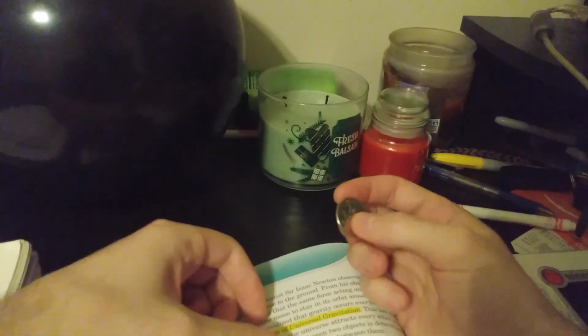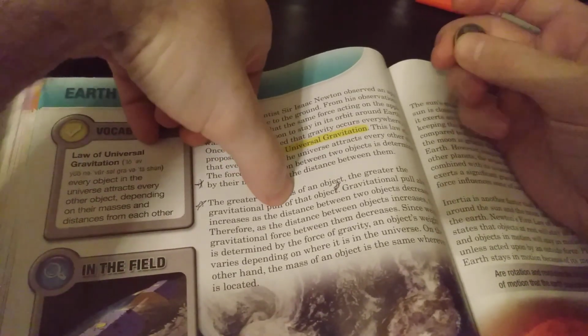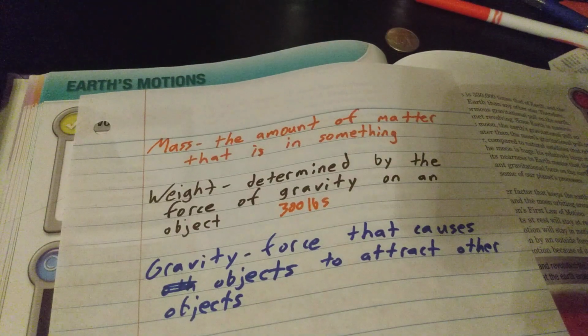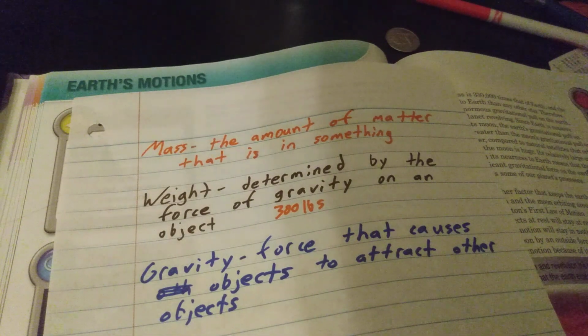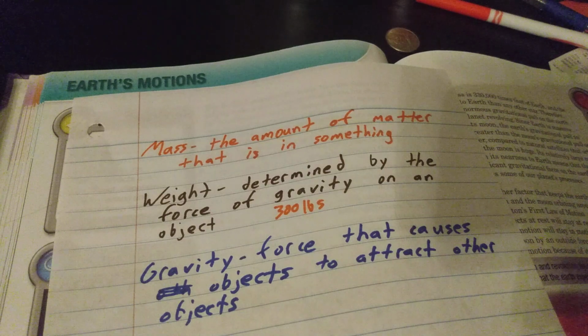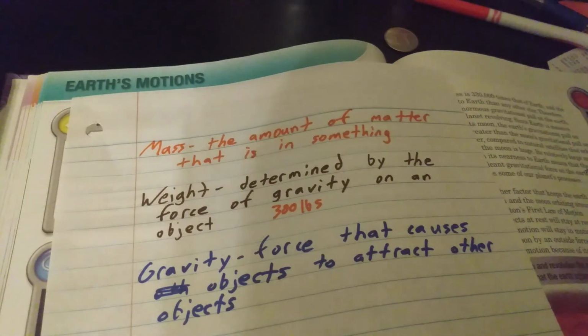So again, back to this sentence. The greater the mass of an object, the greater the gravitational pull of that object. And this kind of goes into this word, weight. Definition of weight is determined by the force of gravity on an object. So kind of think about your weight. You probably weigh something like, I don't know, a lot of you guys probably don't even weigh 100 pounds yet.